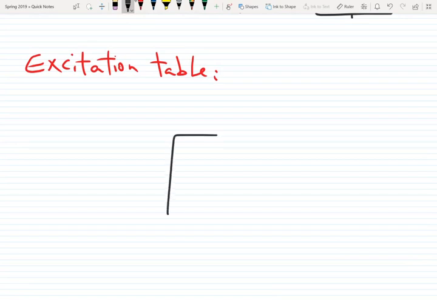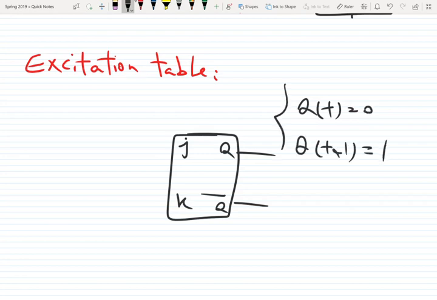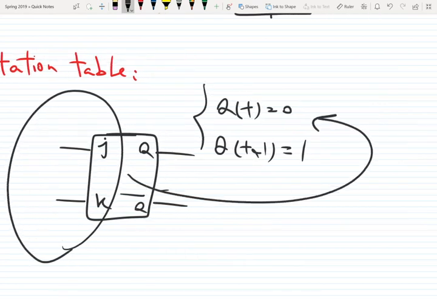It means that I have a JK flip-flop, with outputs Q and Q bar. I say Q(t) is 0, Q(t+1) is 1. Okay, I have the outputs. Now my question is, what should be the input for this change in the output? So this is the excitation table. It's exactly the opposite of the characteristic table.